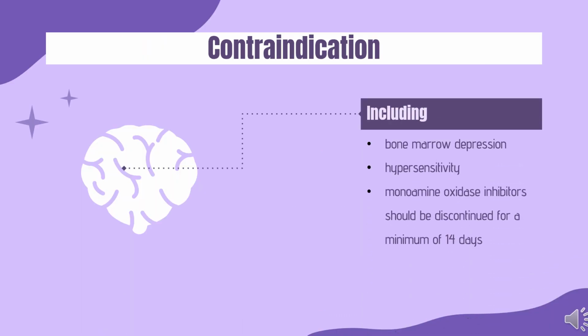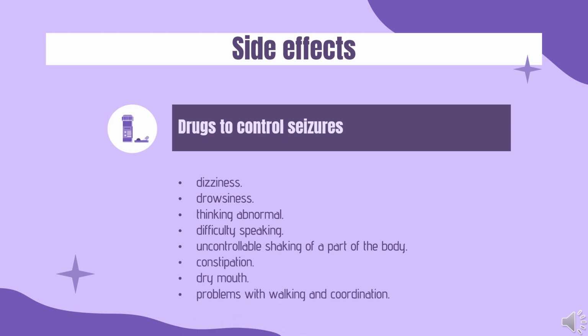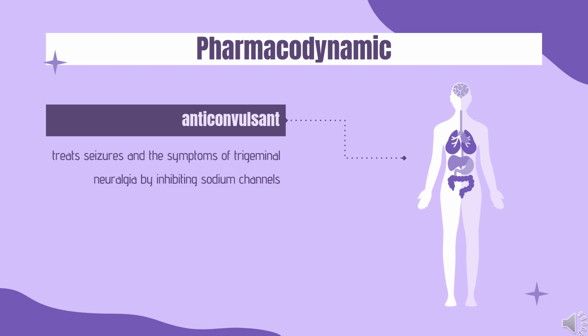Contraindication. Carbamazepine is contraindicated in patients with bone marrow depression and hypersensitivity to this drug or tricyclic compounds such as amitriptyline. Before administration, monoamine oxidase inhibitors should be discontinued for a minimum of 14 days. Side effects: dizziness, drowsiness, abnormal thinking, difficulty speaking, uncontrollable shaking of a part of the body, constipation, dry mouth, problems with walking and coordination.